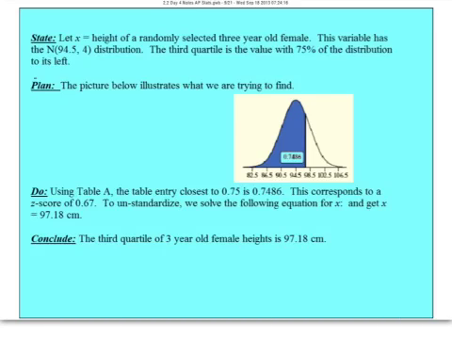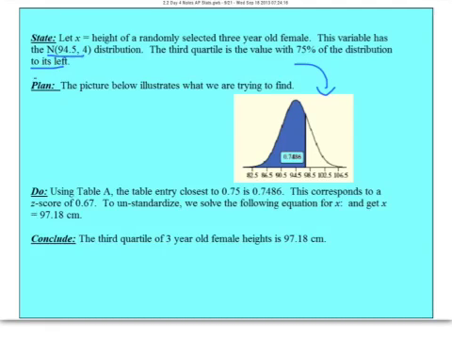The variable has a normal distribution listed in this format. Perfect, that's all we have to say. The third quartile is the value that has 75% of the distribution to its left. This is being very specific. So we just put that now in a picture in the plan section.